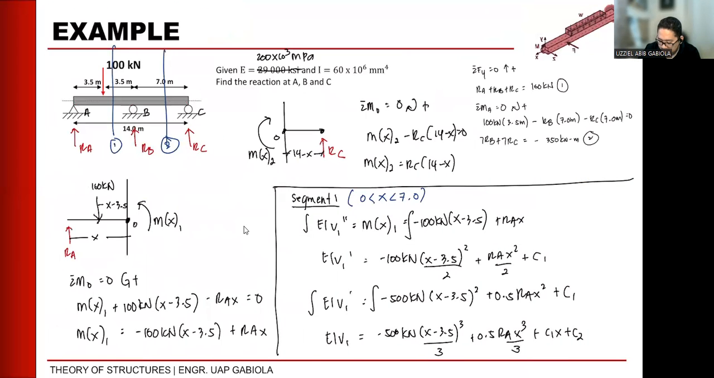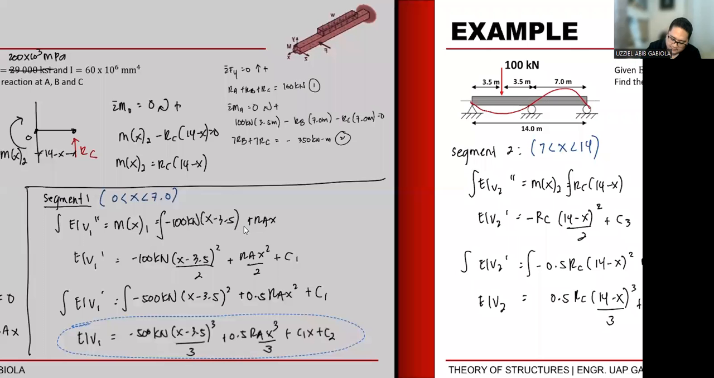Pag nilagyan natin to ng value, pwede natin lagay. So, pag nilagyan natin ng value yung sa deflection, this will be 0 yung deflection. And then, we will have a value for C1. Kasi identified natin na C2, ma-identify natin ngayon yung value ni C1. Okay? So, using this formula, let us copy this one para makuha natin yung next equation natin.